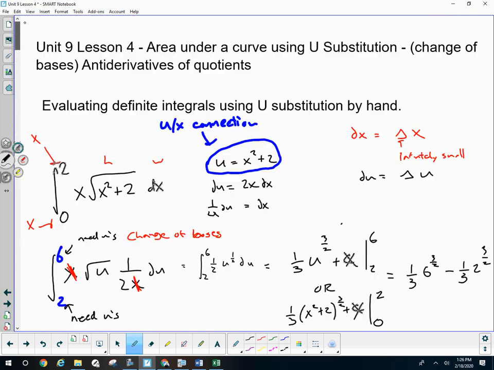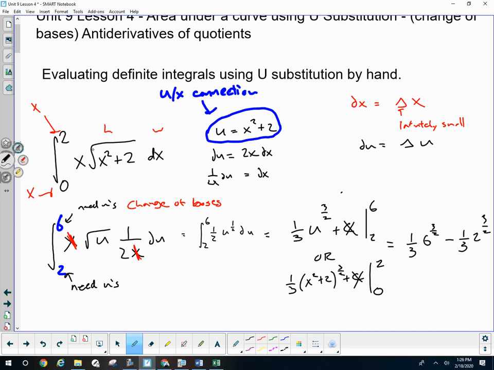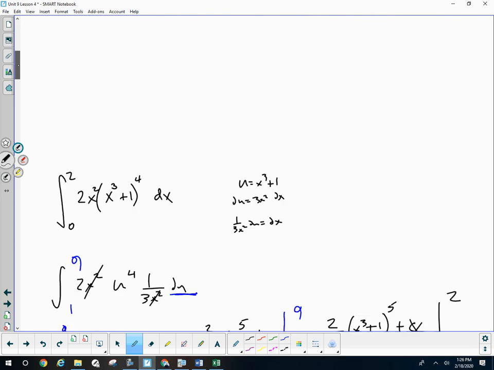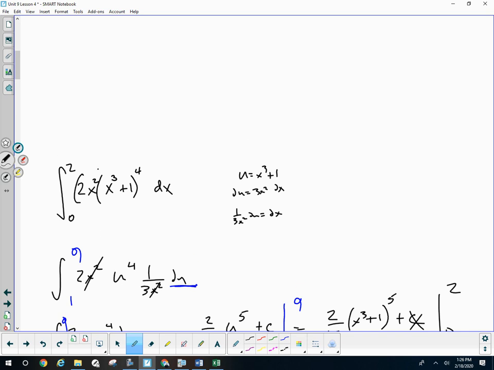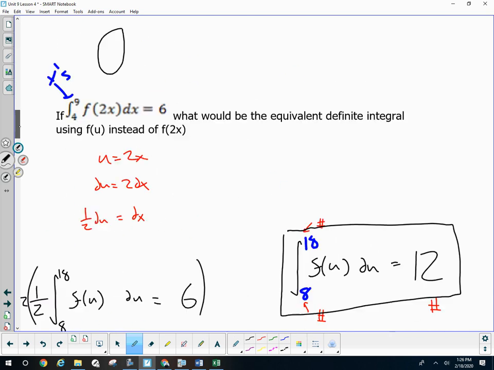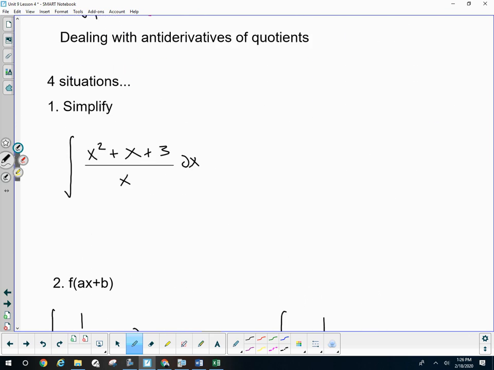And most of the U substitution things that we've done have dealt with products. So x times root x squared. 2x squared times x cubed plus 1 to the 4th. Well, we're going to change it up and talk about quotients. Okay? And there's 4 situations with quotients that we need to be prepared to handle when taking antiderivatives. Okay? Let's look at this first one.